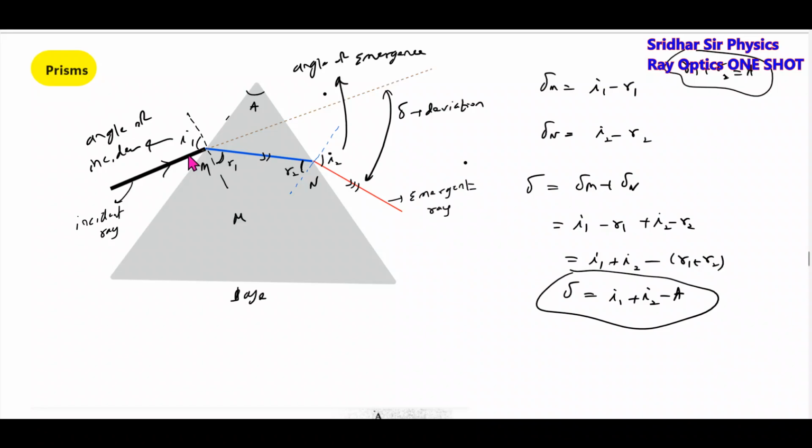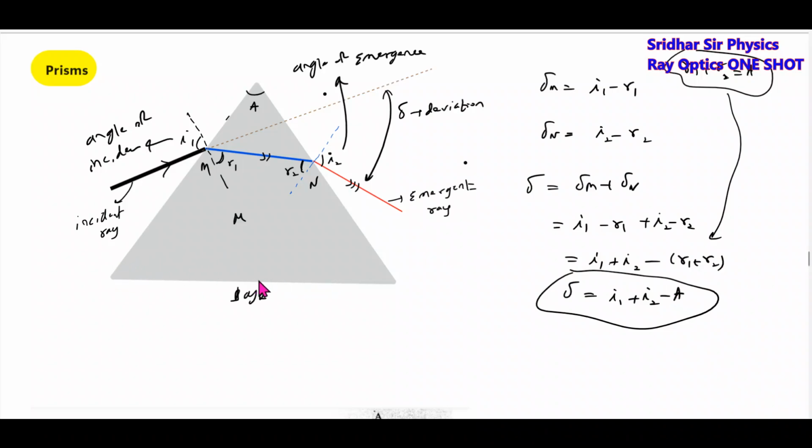Now the ray is moving from rarer to denser. So what is the deviation at M? Angle of incidence minus angle of refraction. This is a deviation, so I1 minus R1. The ray here is moving from denser to rarer. Actually the ray wanted to go straight here, but it got deflected. So the deviation is I2 minus R2. So what is the total deviation suffered by the incident ray? The sum of deviations at M and N. Deviation at M is I1 minus R1, deviation at N is I2 minus R2. Substituting R1 plus R2 equals A, the deviation suffered by the ray passing through the prism is given by I1 plus I2 minus A.